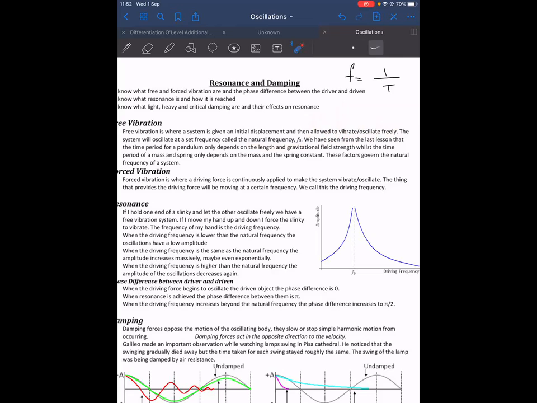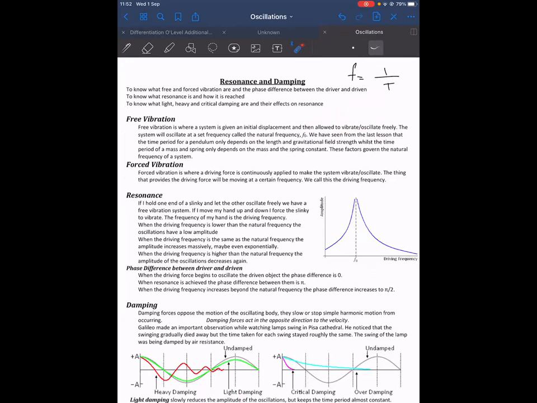We have seen from the last lesson that the time period for a pendulum only depends on the length and gravitational field. हमने देखा था T was equal to 2 pi square root of L over g. ये था. It was dependent on the gravitational field strength and the length of the pendulum. ठीक है. Whilst the time period of mass and spring only depends on — और जो आपका spring mass system था उसमें आपका जो time period for the oscillation था जब आप spring को displace करते हैं was dependent on mass and the spring constant. ये हमने last lesson में learn किया था.